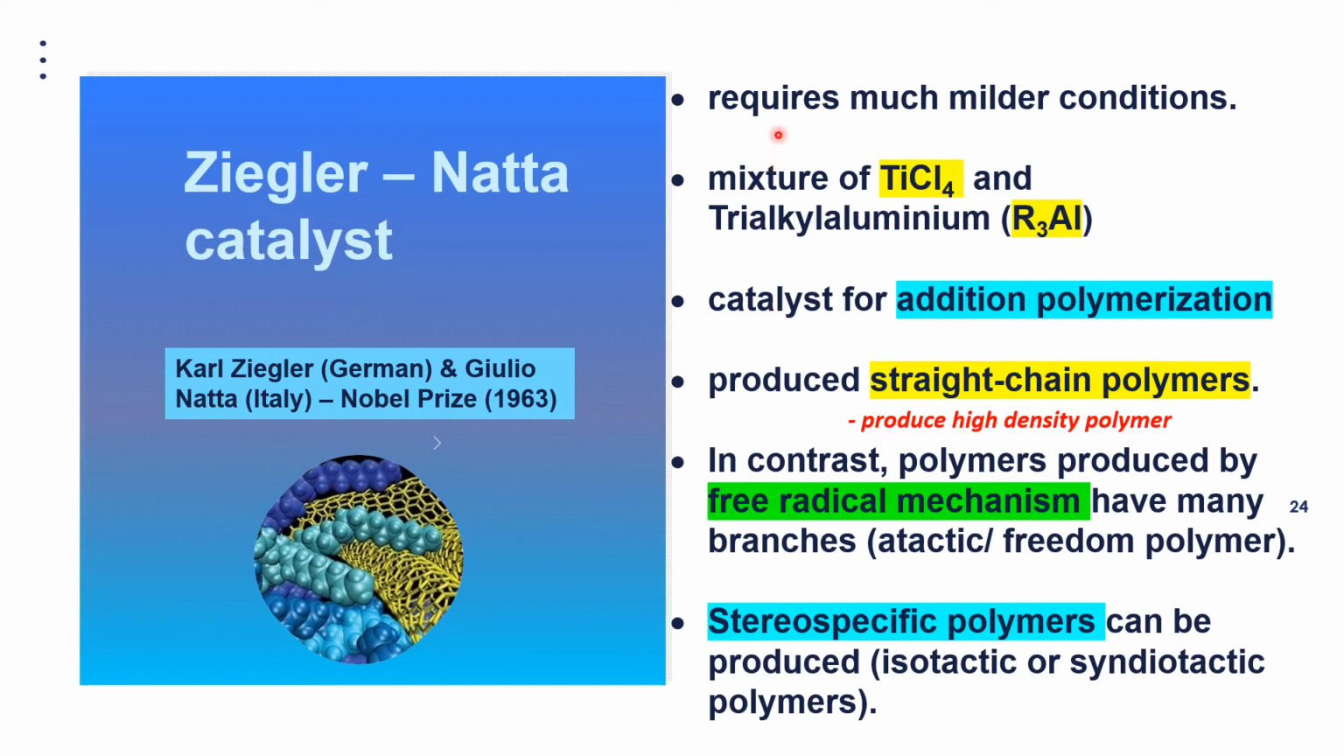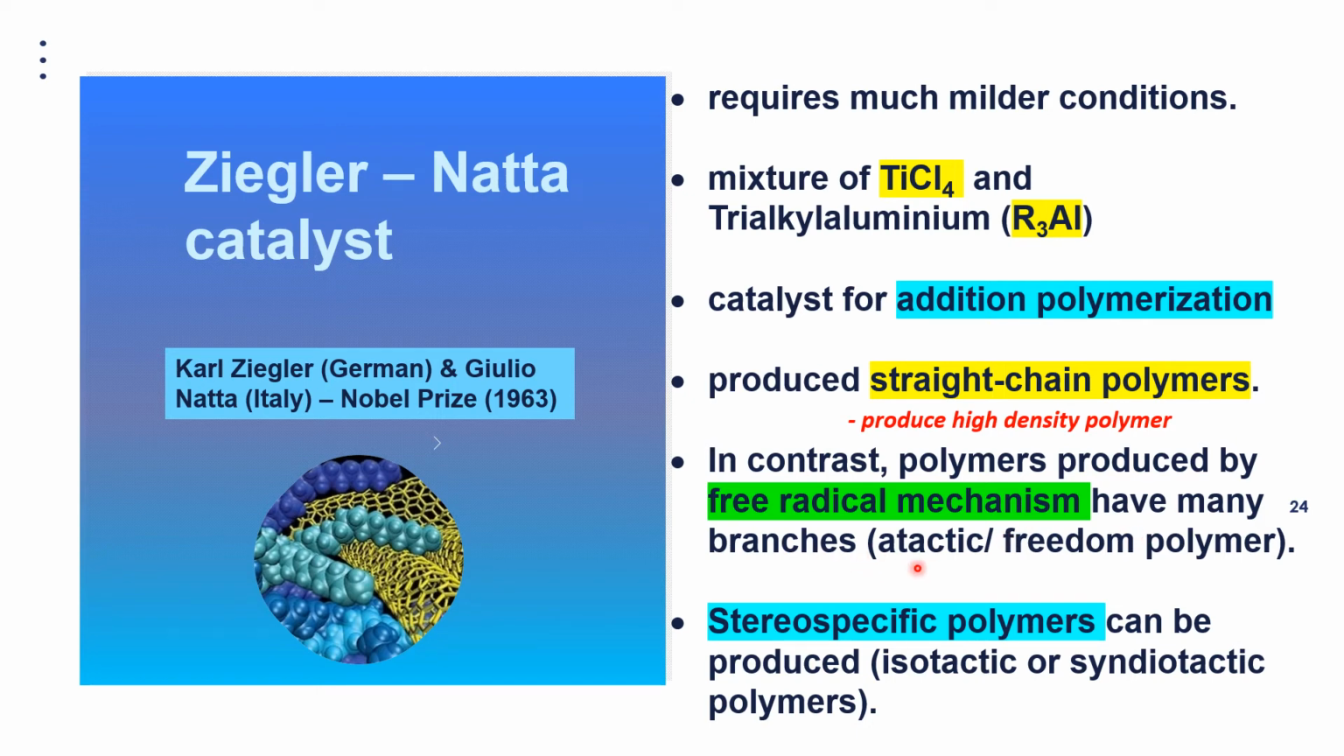The reaction requires much milder conditions, and the catalyst consists of a mixture of titanium tetrachloride and trialkyl aluminum. So it's a catalyst for addition polymerization. The reaction will produce straight-chain polymers. In contrast, polymers produced by the free radical mechanism have many branches.